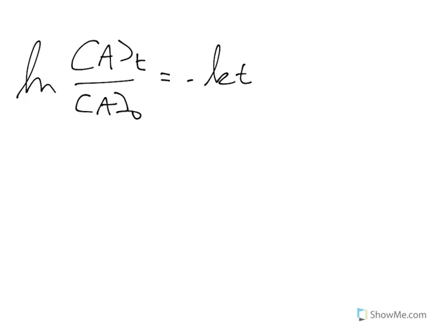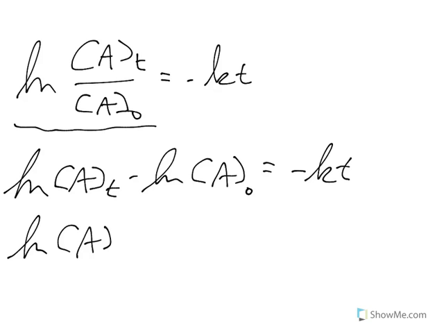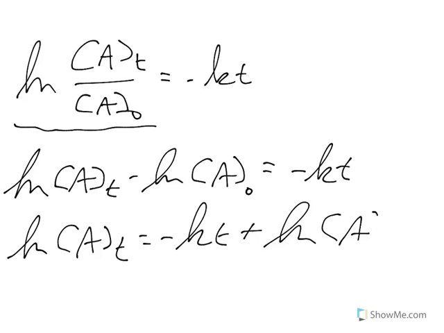And going back and remembering that if we have a natural log with a over b, that's equal to the ln of a minus the ln of b. And that can be quite handy. So let's go ahead and split that out. So we have the ln of at minus the ln of a0 equals minus kt. And then I'm going to go ahead and move my ln of a0 over to the other side. So I have the ln of at equals minus kt plus the ln of a0.